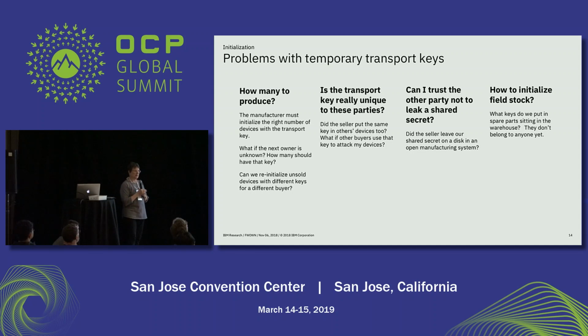Of course, you got problems with that one too, right? All right, so if you're the manufacturer and you have to set up this key in 10,000 devices, how many do you make? If I'm going to sell 10,000 devices to Ron, how do I know, for example, that I should put exactly 10,000? Or what if Ron backs out of the deal? What if I've initialized 10,000 devices and Ron says, nope, I don't need those after all? So then what do you do?